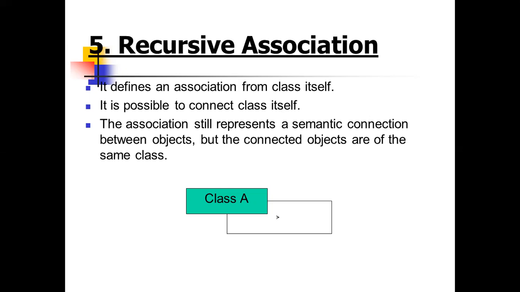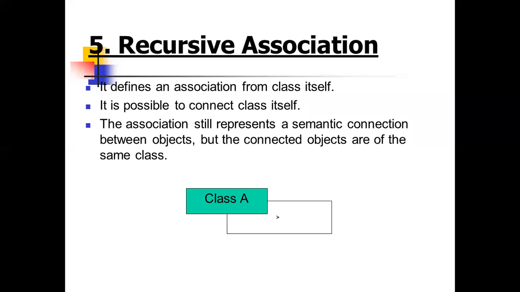So what is recursive association, or define recursive association? It defines an association from a class to itself. Here you can see the association from class itself. That is recursive; you have studied the concept of recursion. Here you can see the class is connected to itself. That is recursive association. It is possible to connect a class to itself. Here you can see class A is connected to itself. The association still represents a semantic connection between objects, but the connected objects are of the same class.